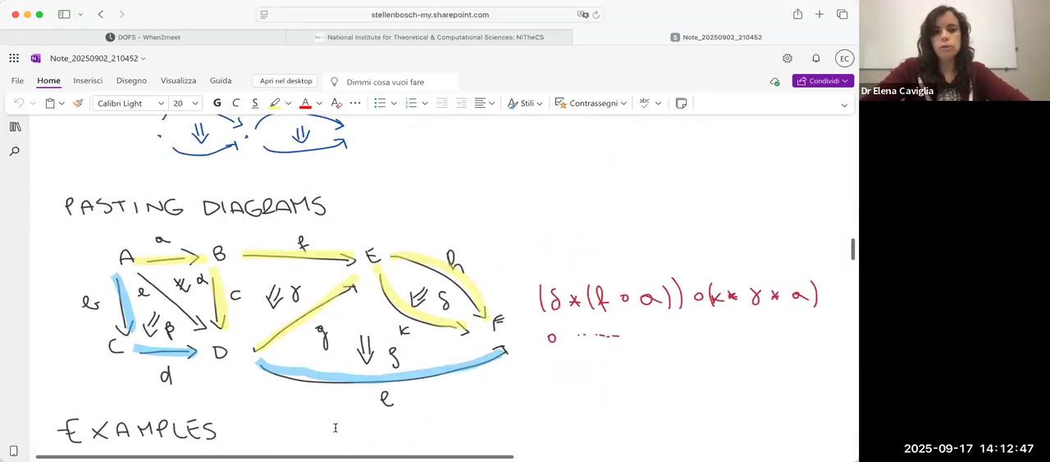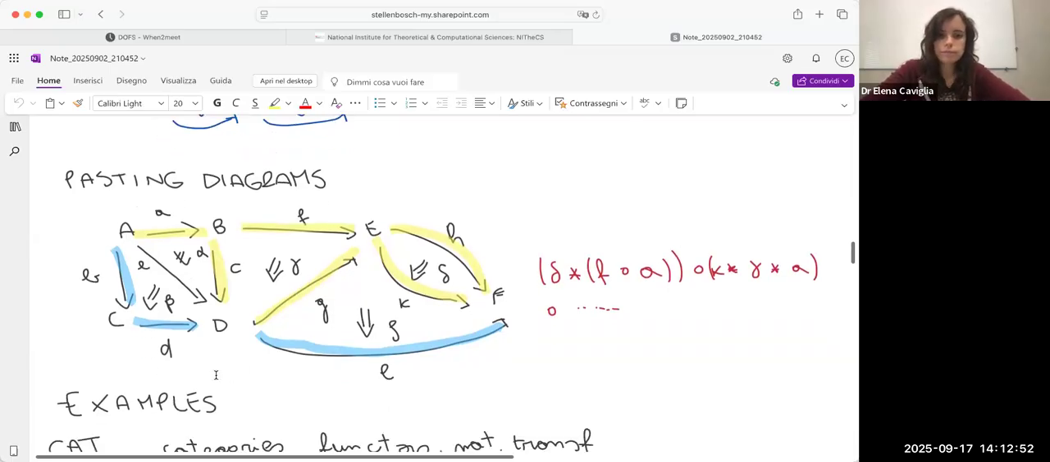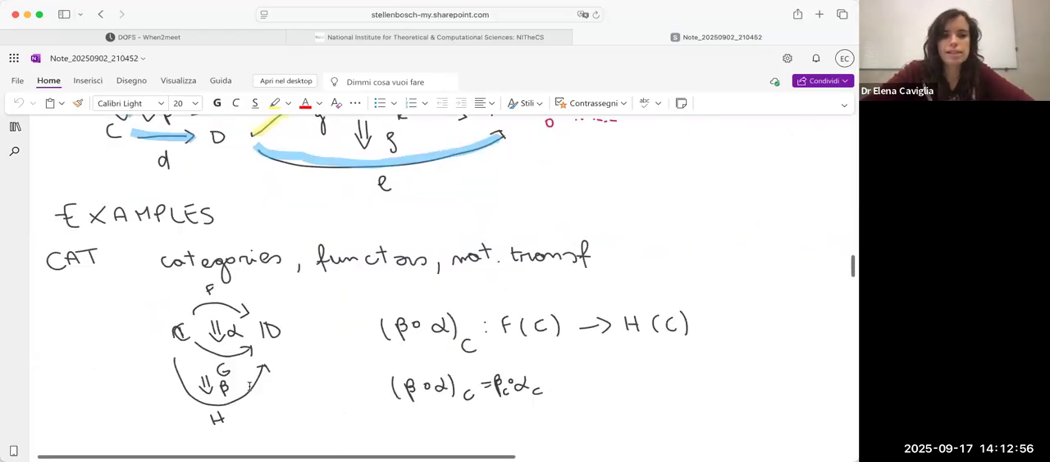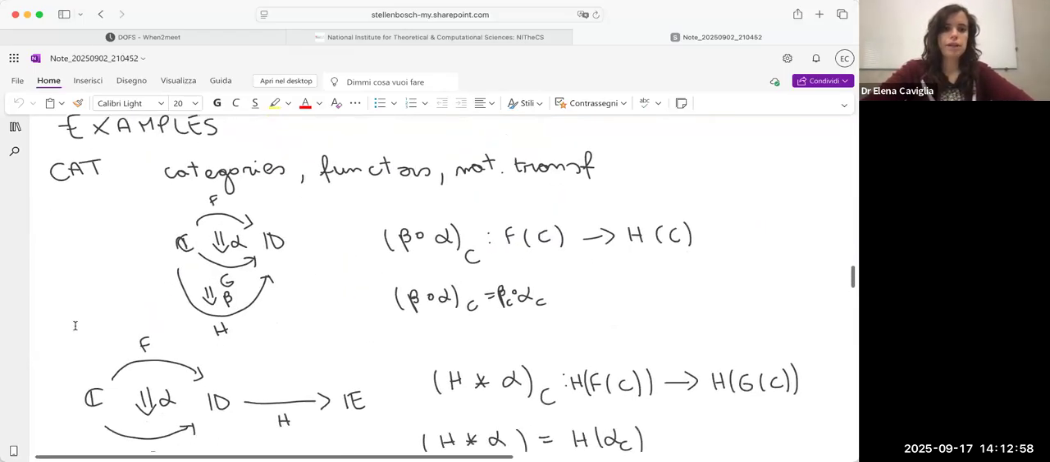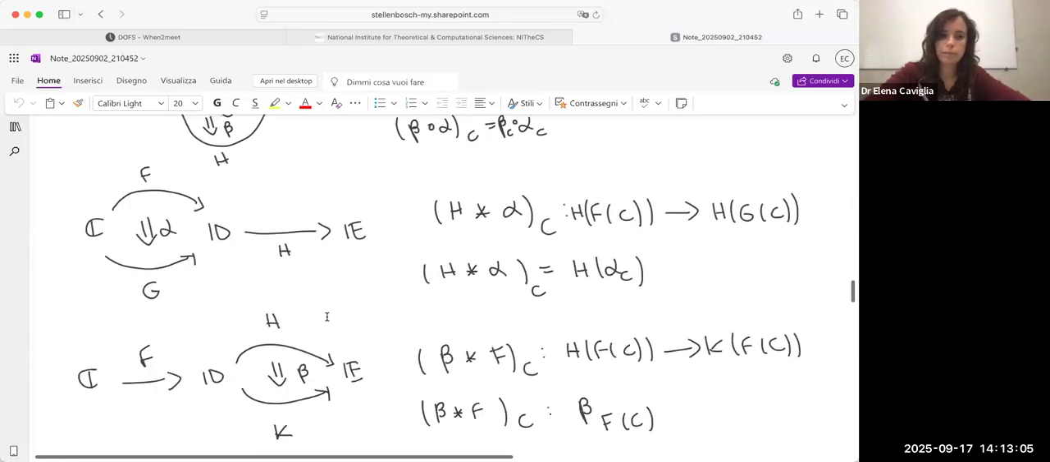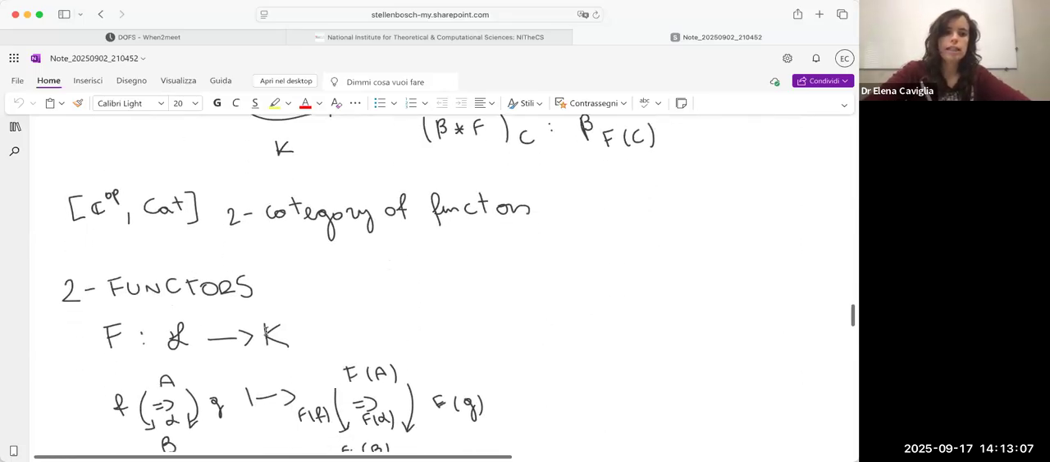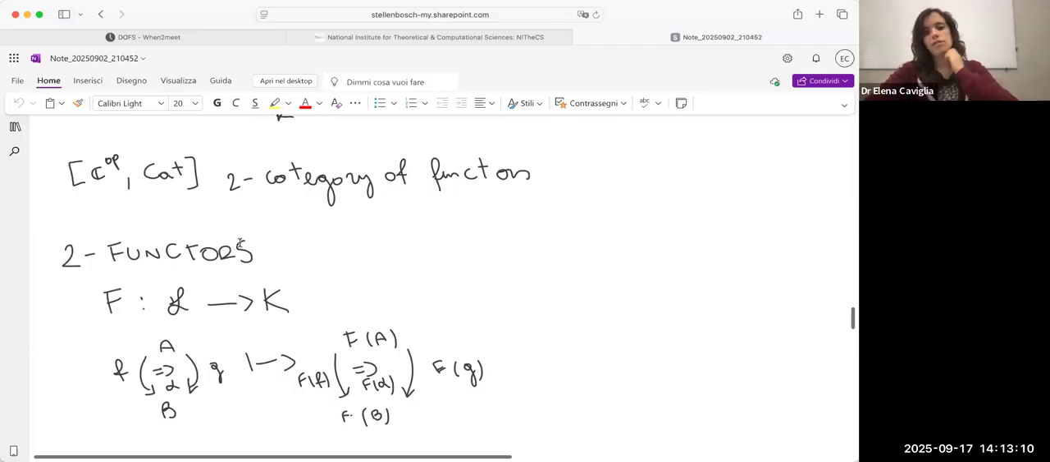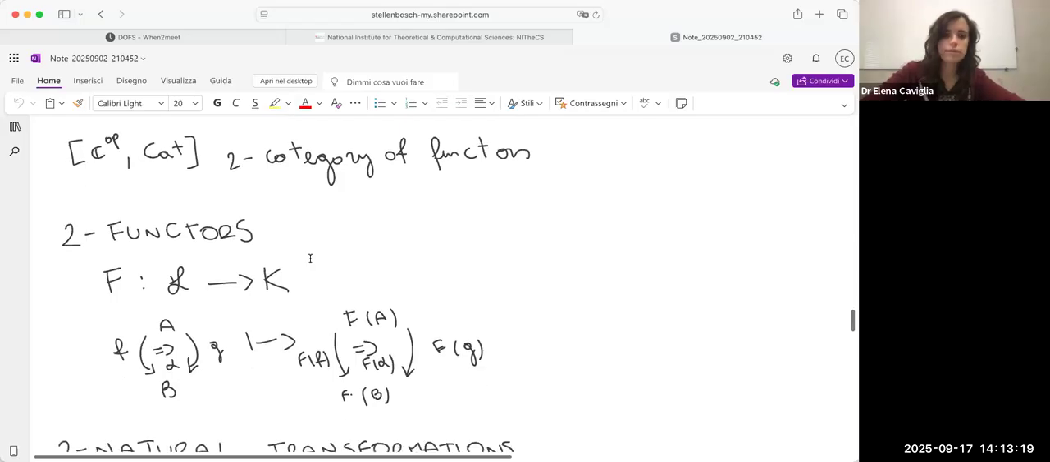Then we saw how to work with pasting diagrams, so how do we understand these kinds of diagrams. And we saw some examples of two categories. The first one is CAT, the two category of categories, functors and natural transformations. That's kind of the archetypal example. Then we said that there are two categories of functors as well, and so we can construct two categories of stacks that generalize sheaves to one-dimensional.